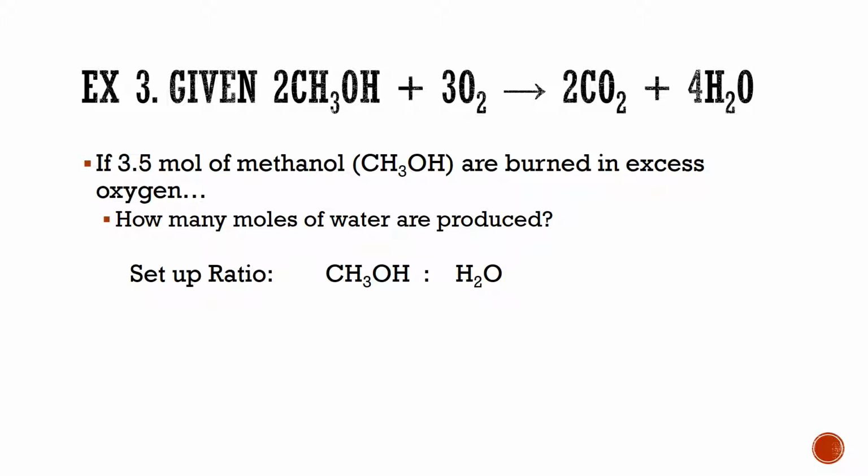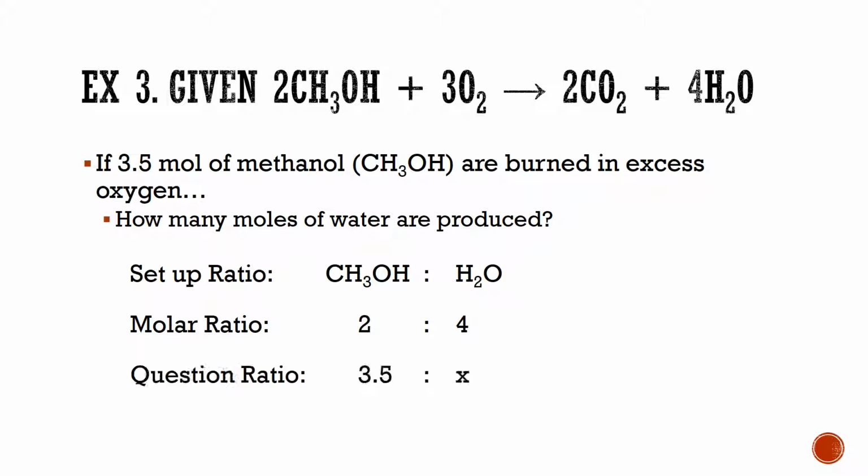After I set up the ratio, I need to set up my molar ratio. Molar ratio again is found by looking at the coefficients in the balanced equation. So it's a 2 to 4. If your molar ratio is something like this that you could reduce, feel free to reduce that. So it would be a 1 to 2 ratio of methanol to water, or leave it as 2 to 4. Either way, you'll find the same answer. And then your question ratio again is what you are given in the question and what you are looking for. I'm given the amount of methanol, I'm looking for the amount of water. Once I have that, again, I'm cross multiplying. So looking at my ratio, 2 times x and 4 times 3.5.